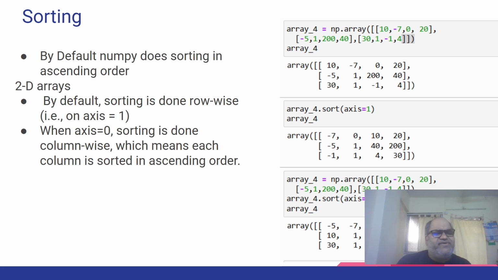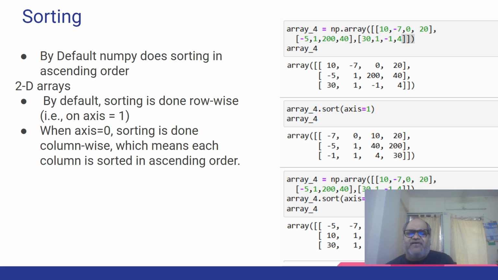Now let's look at another important operation, that is sorting. By default, NumPy does sorting in ascending order, which means that if you want descending order, you have to use another operation on top of that. We'll see some examples for sorting in descending order as well. Another thing: if you're looking at a 2-dimensional array, then by default sorting is done row wise, meaning every row will be sorted. When you provide axis as 0, then sorting is done column wise, which means each column is sorted in ascending order. You can see this example.